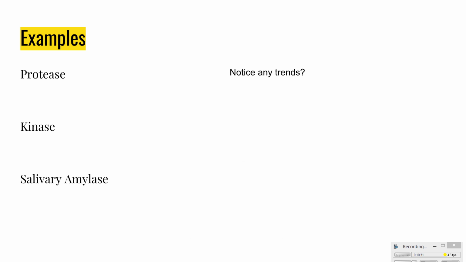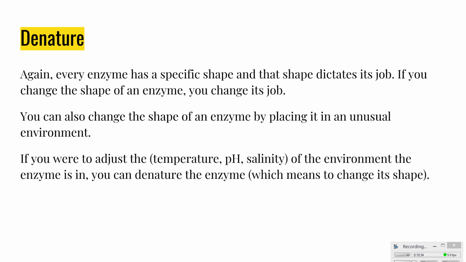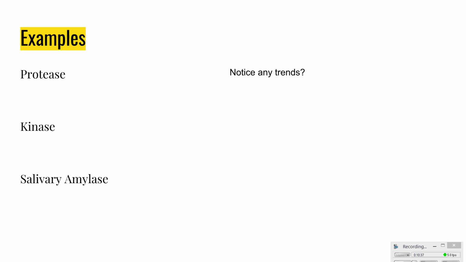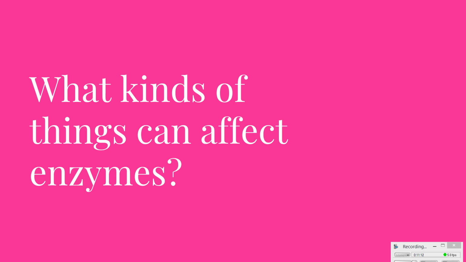Okay, the last thing we're going to look at here are some examples of enzymes and then what kinds of things can affect them. We've kind of talked about one of those already. Here are some examples of enzymes. The first one's protease, that's going to break down proteins. Kinase is going to deal with phosphate molecules in your body. Salivary amylase is going to deal with breaking down carbs in your body. All of these end in ASE, and you're going to notice that that is a trend with enzymes. If you see anything named with ASE at the end of it, that basically means it's an enzyme and it's going to perform some chemical reaction.